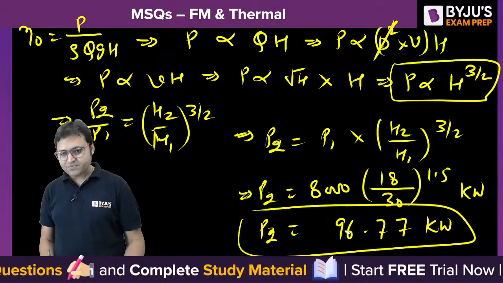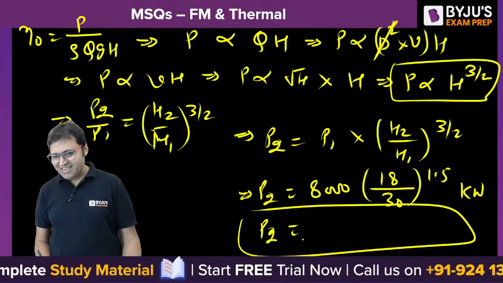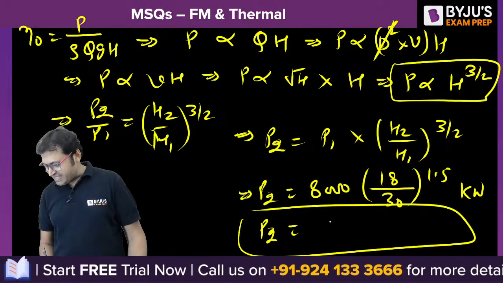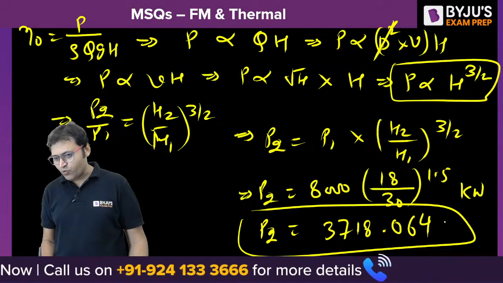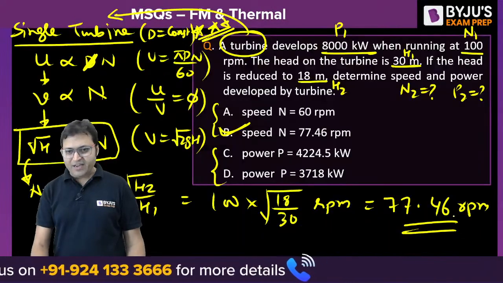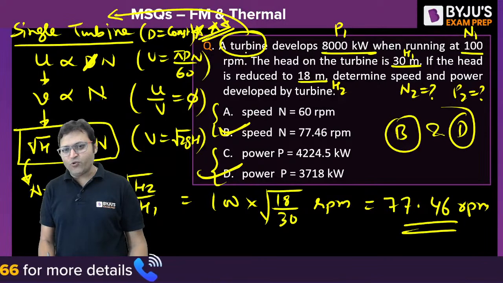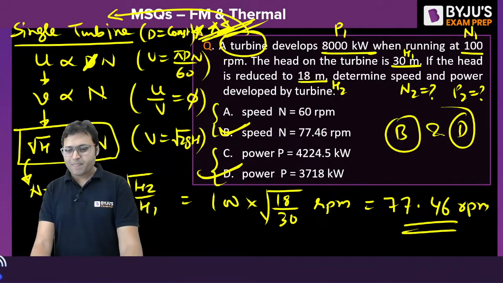3718.06. Well done. Thank you for finding out the mistake. 3718.064 kilowatt. 3718, D is the answer. So B and D. Beautiful question it is. I hope you understood the concept.